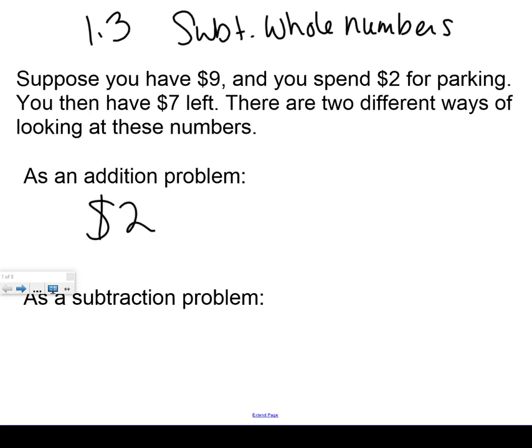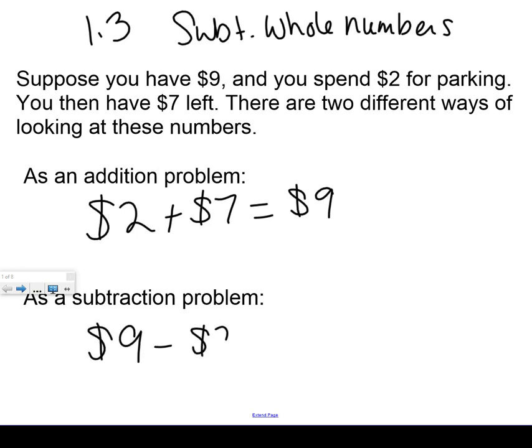$2 plus the $7 you have left equals the $9 that you started with. So an addition problem. The 2 you spent plus the 7 you have left equals the 9 that you started with. Or you could look at it as a subtraction problem. I had $9, I spent 2 in parking, and now I am left with the $7 that remain after I spent the $2.